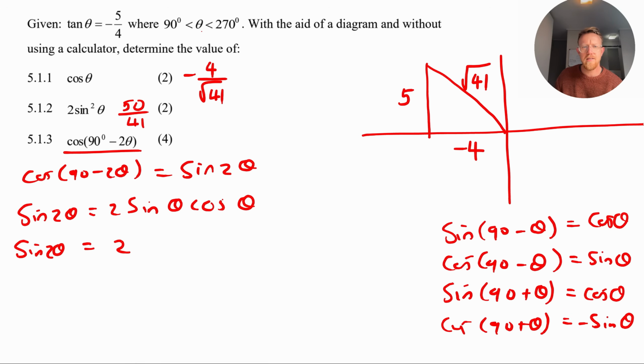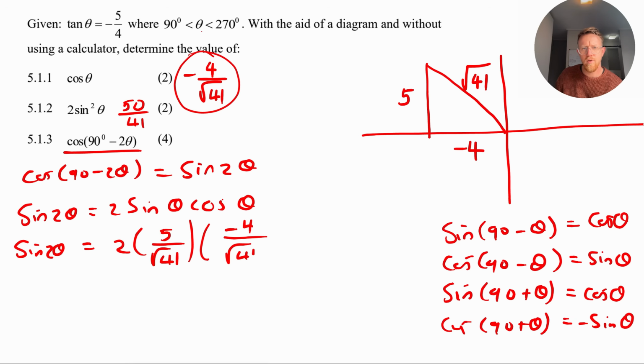Now sin theta, we know that that is 5 over the root of 41. Cos theta, we already worked it out there as minus 4 over the root of 41. Now you just multiply all the tops together and all the bottoms together. If you multiply the tops together, you would end up with negative 40. If you multiply the bottoms together, you're just going to get 41.